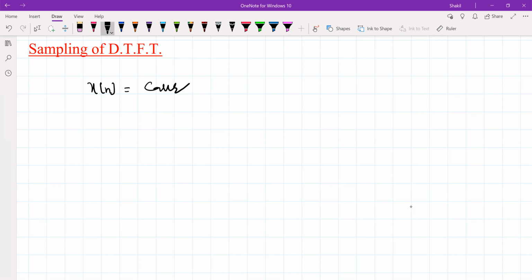causal. Means we'll assume that the negative side of the sequence is 0, means the sequence is like this: x of 0, x of 1, x of 2, and so on. And suppose this is an N point sequence now.